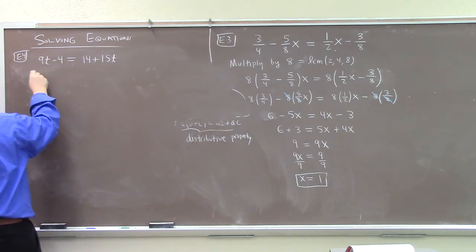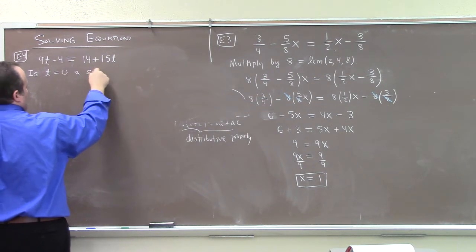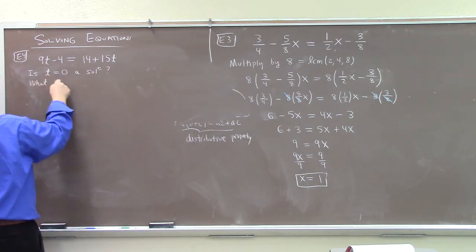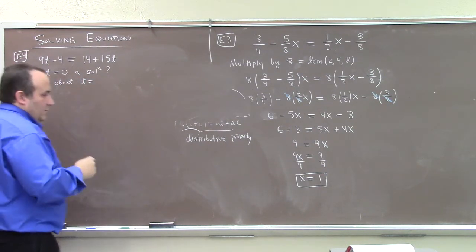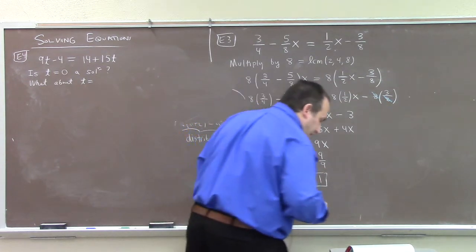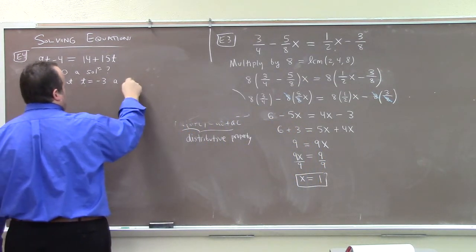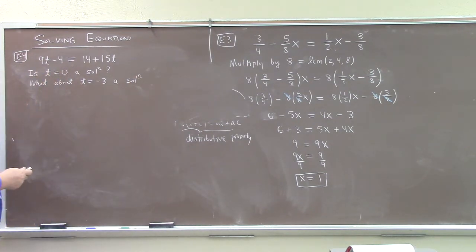And then the claim is, well, here's the question. Is t equals 0 a solution? What about t equals, I don't know, how about t equals minus 3? Oh, by the way, this is just my shorthand. This is how I write solution, right?